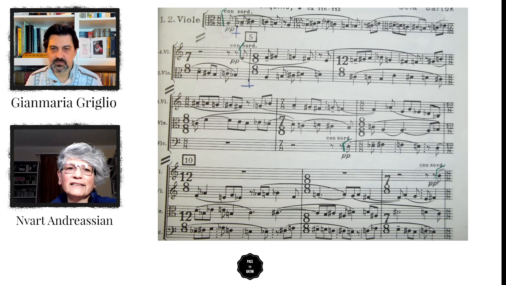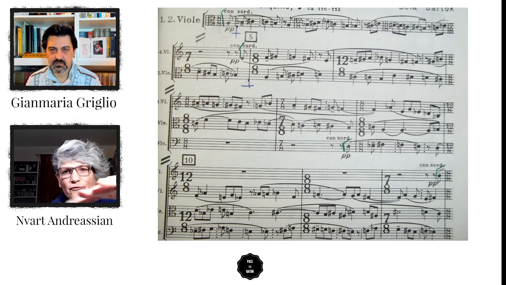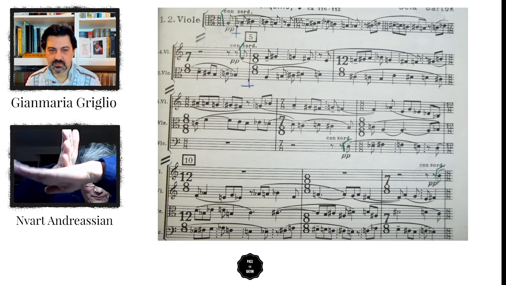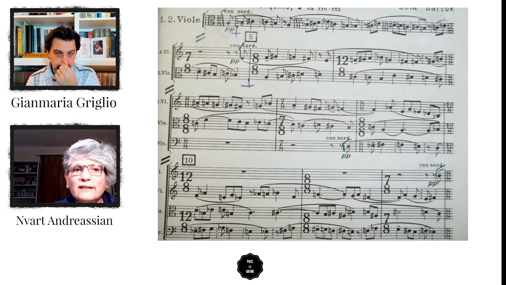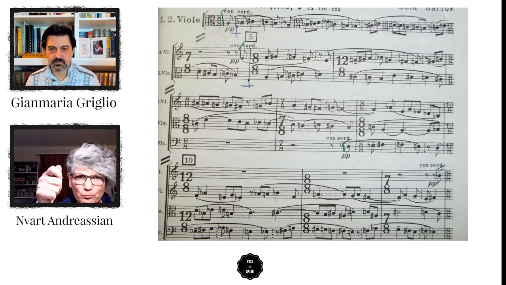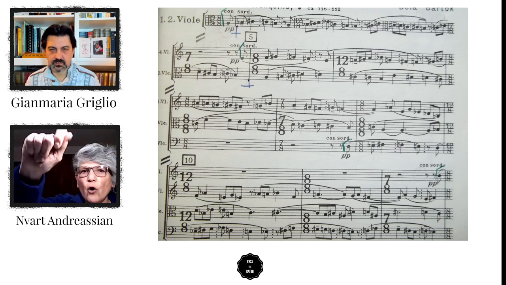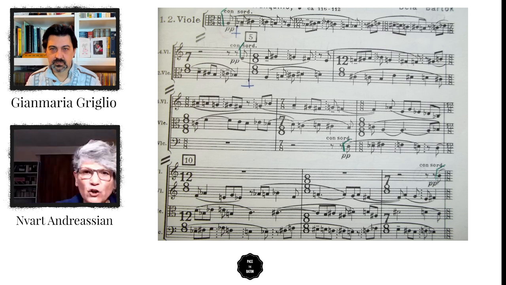So the gesture cannot be only mechanical, 1, 2, 3, 1, 2, 3. The gesture has to show at the same time this pianissimo of the viola and this regularity of beat. So the conductor needs to have both techniques, either in the right hand only, or just beat here and show this legatissimo, con sordino. Can you hear the sound? It's nothing.